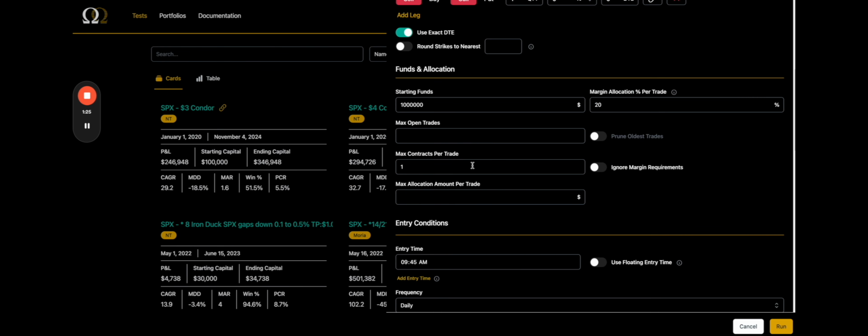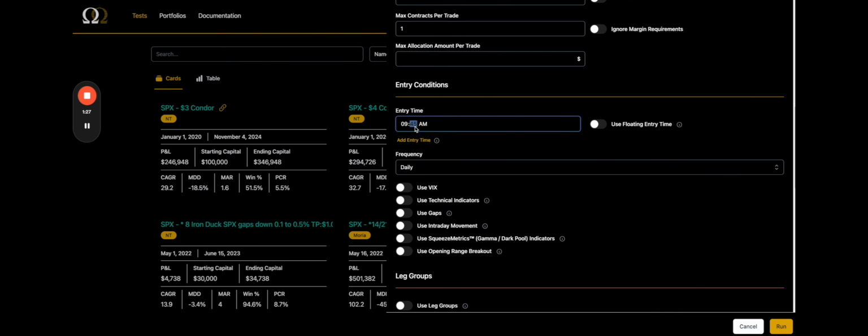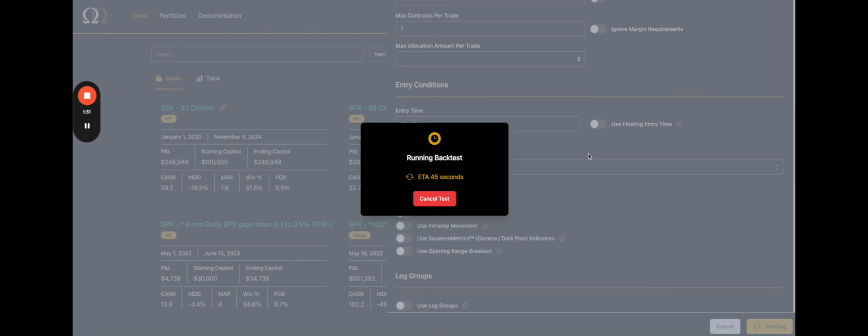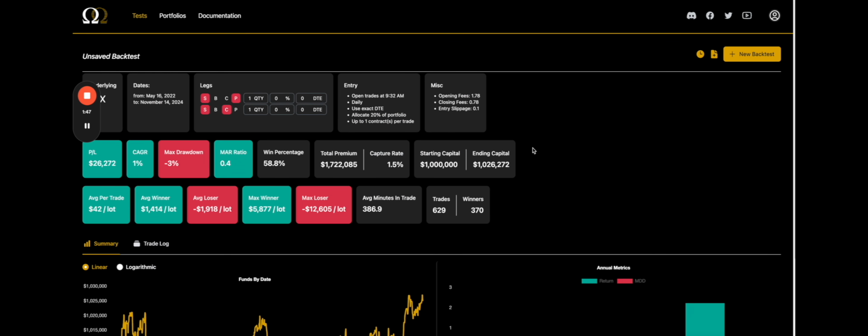Oh, the other thing I want to do: let's change the entry time to right after open, so 9:32, which is the earliest minute of options data that we have. It's pretty noisy at the 9:31 and prior ticks. So with the 9:32 data, we're going to run this back since dailies, so almost 2.5 years now.